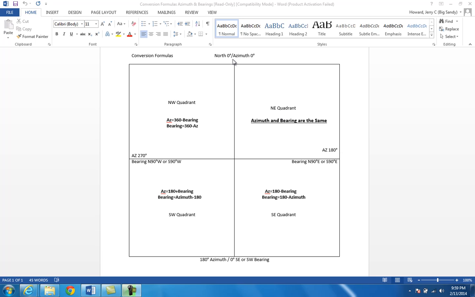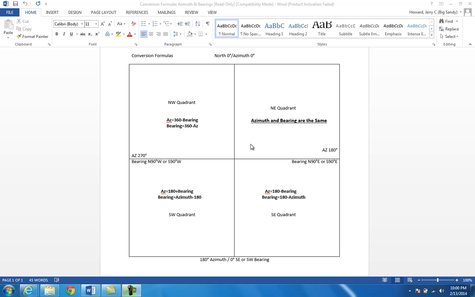You either have northeast or northwest, and down at the bottom you have southeast or southwest quadrants. You'll never see something like a west-south or an east-north. That's just not going to happen, because you always go from the poles. And saying that, this is always going to be north 0. This is always going to be south 0.